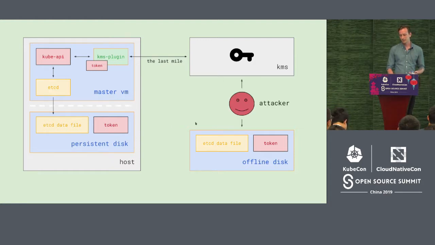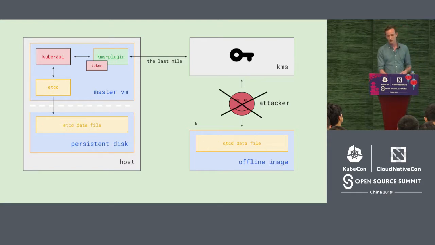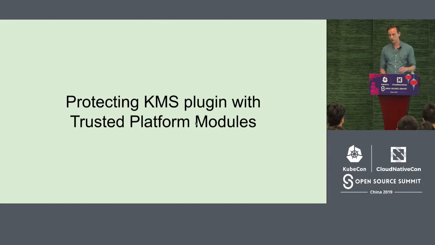But if our attacker compromises the offline disk backup, they essentially own everything they need to decrypt the data, and as long as they can figure out this whole envelope and decryption dance, they can get access to your secrets. So our goal must be to not ever let the plain text token touch the disk. And to do that, one approach I want to propose is using Trusted Platform Modules, or TPMs.